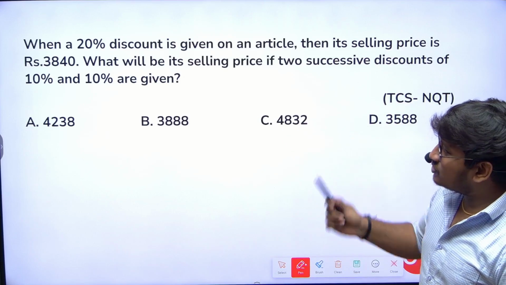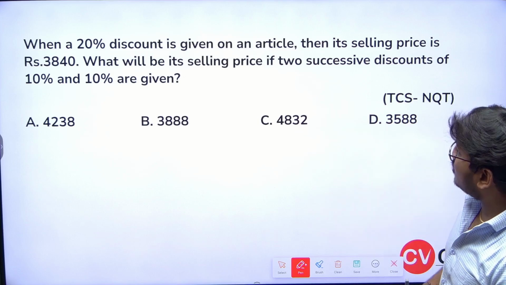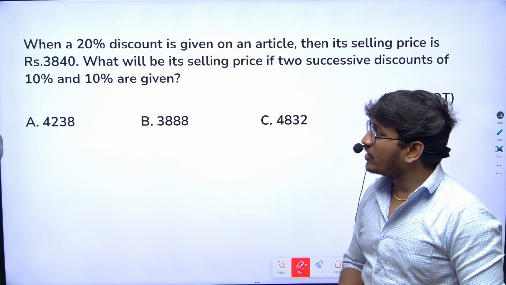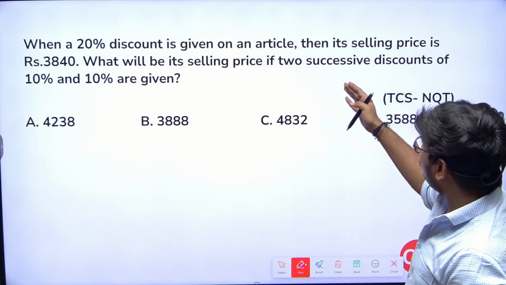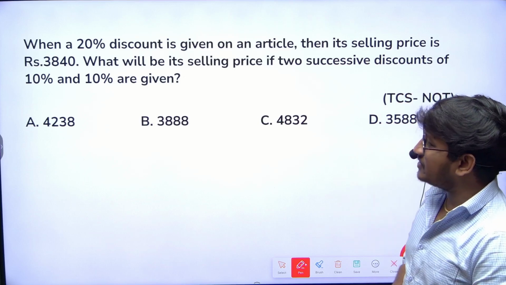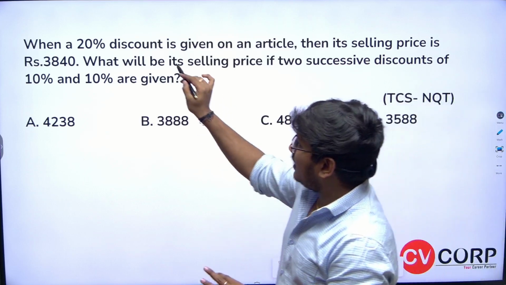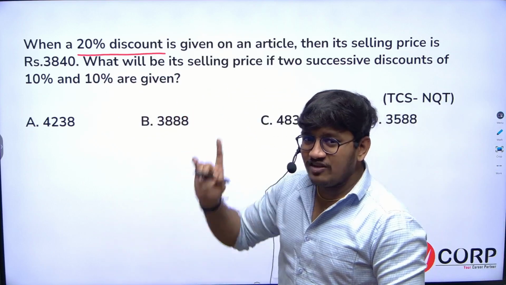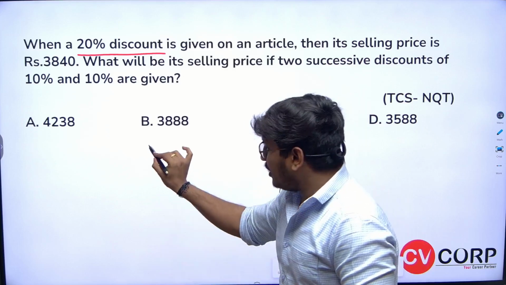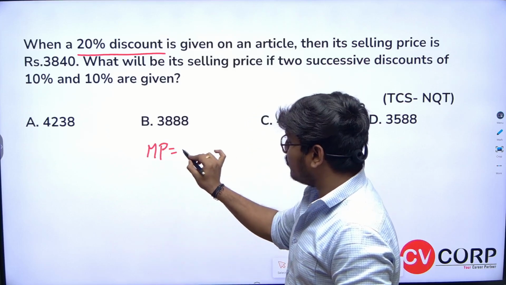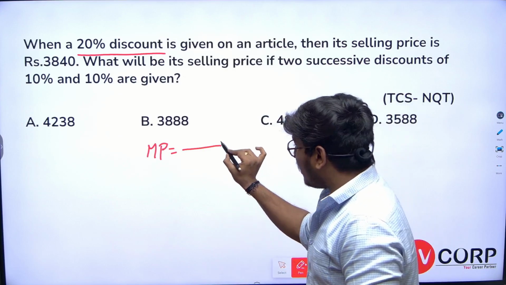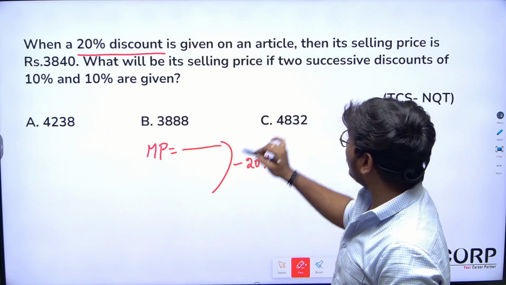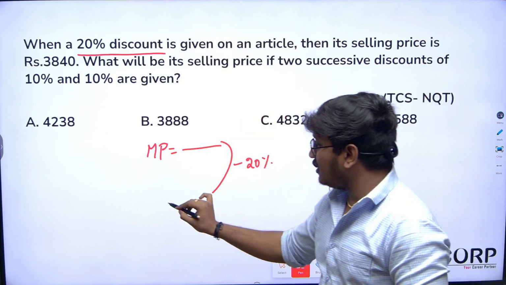When a 20% discount is given on an article, its selling price is 3840. What will be its selling price if two successive discounts of 10% and 10% are given? Very simple, as we discussed so many times in the class, discount will always be given from market price. We are not sure what the market price is, but I know that when a 20% discount is given from market price, the selling price is 3840.